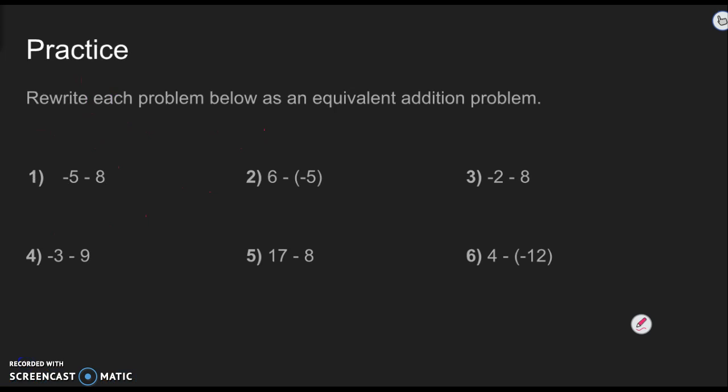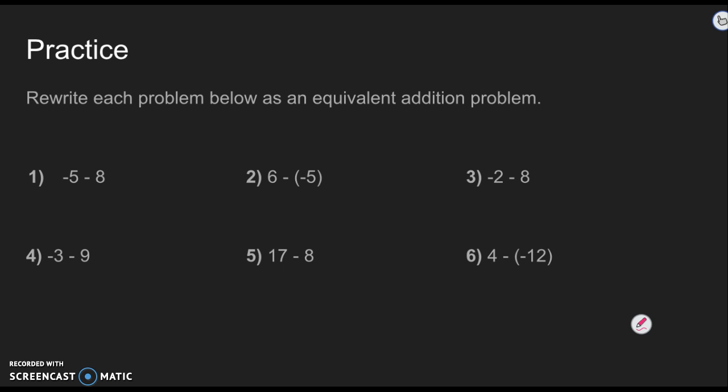For the practice problems at the bottom of your notes, rewrite each problem as an equivalent addition problem. Remember, in order to add or subtract integers, we need all problems to be written as an addition problem so that we can follow the addition rules.